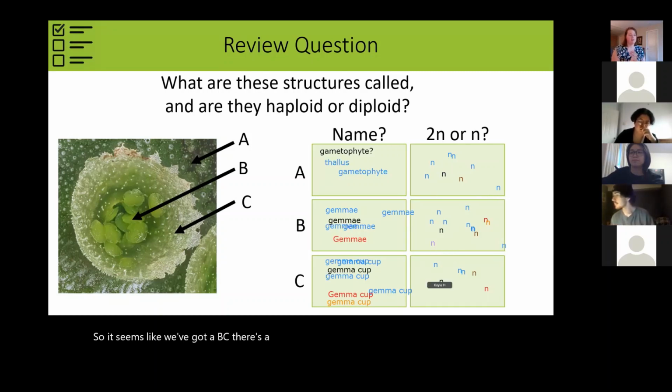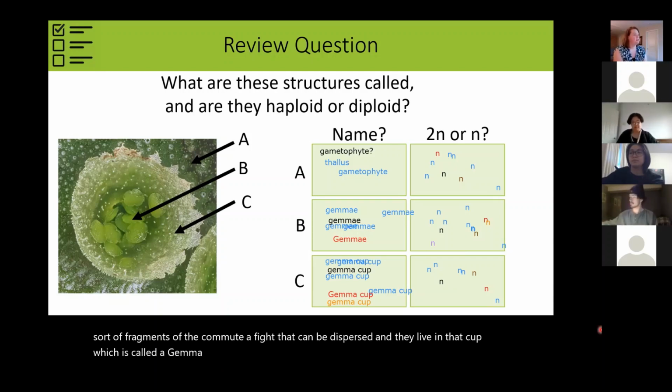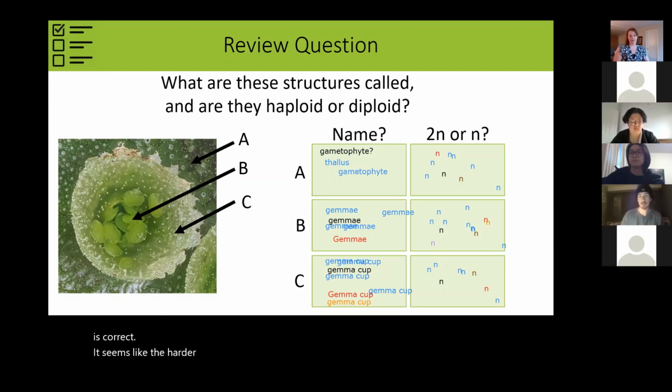So B are the gemmae, those are the little fragments of the gametophyte that can be dispersed, and they live in that cup, which is called a gemma cup. And everyone is agreeing that all three structures are haploid, which is correct. It seems like the harder one is A.